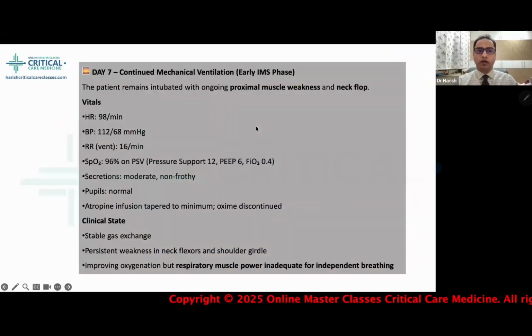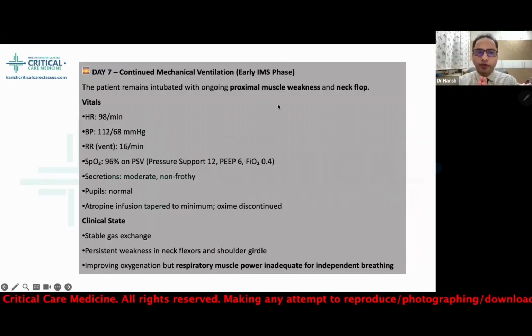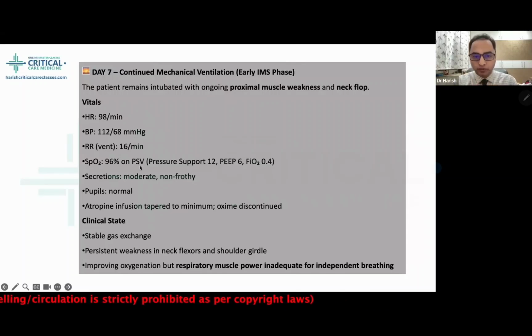Very, very important. So coming back to our patient, day 7. So continued on mechanical ventilation. Is still in the intermediate syndrome phase. So the patient remains intubated with ongoing proximal muscle weakness and neck flop. Vitals like heart rate is 98 per minute, BP 112 by 68. So respiratory rate on ventilator we kept 16 per minute, saturating 96% on pressure support.